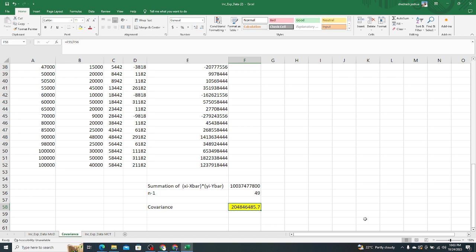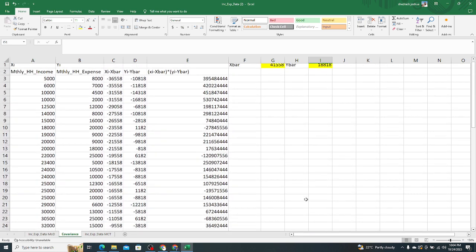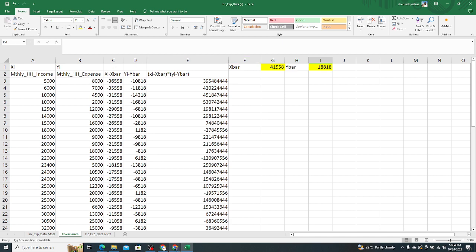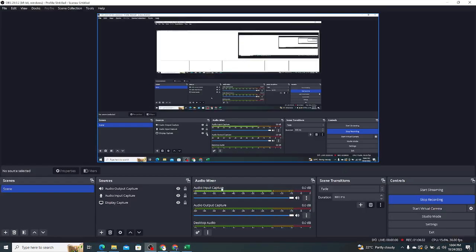Yes, so basically that's what this value means. They are moving in the same direction. When one variable is increasing, the other variable is increasing as well. Okay, all right. So I will stop there for today.